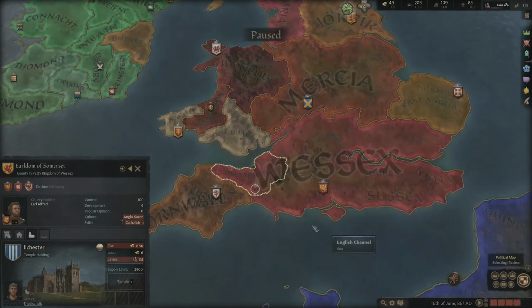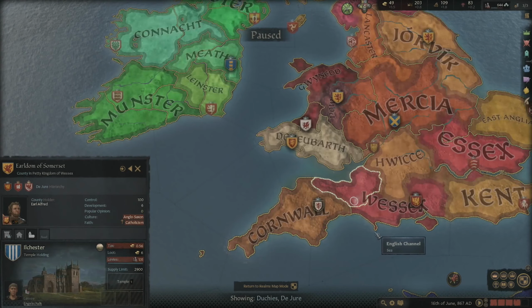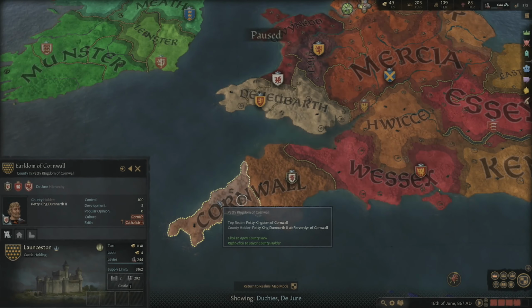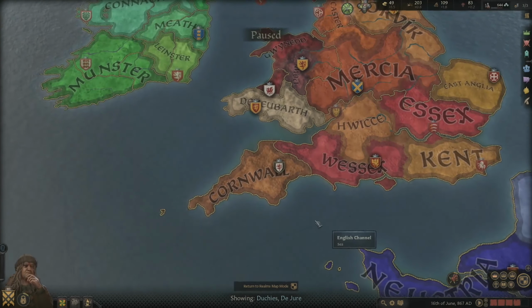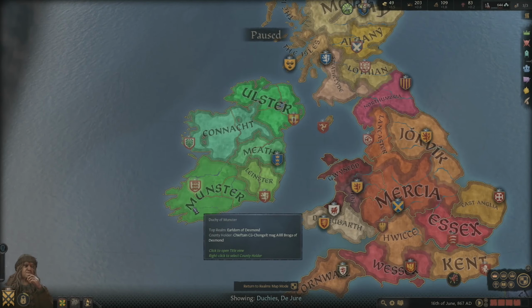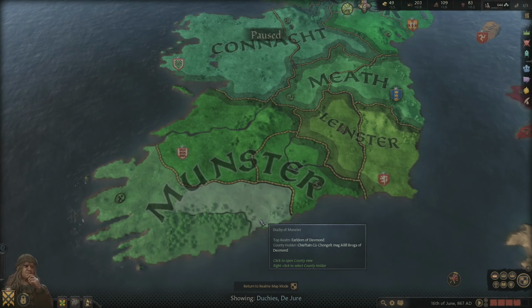Now, if someone controls multiple counties, do we have anyone? Cornwall is probably a duchy. So on top of the people who control the individual county, there are also setups in the game that are called duchies. So for instance, here, Munster is a duchy that is comprised of multiple counties.